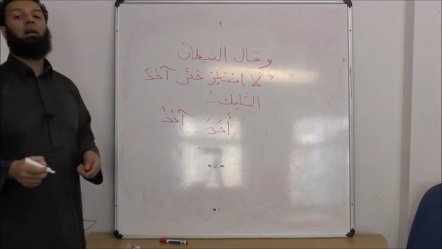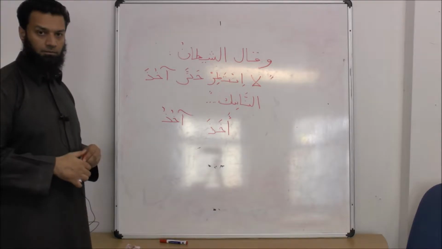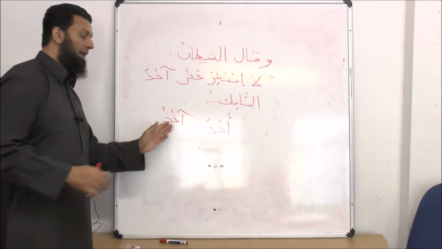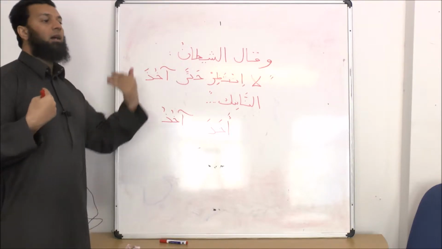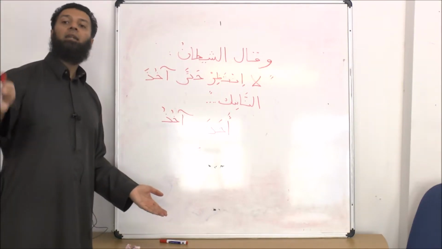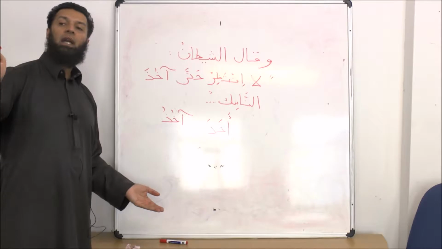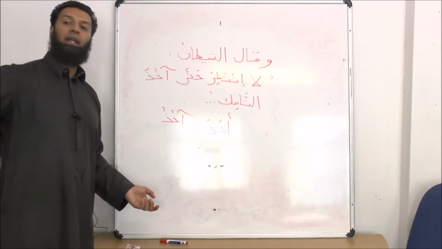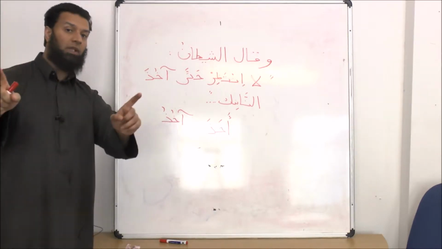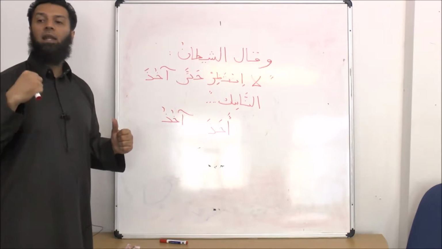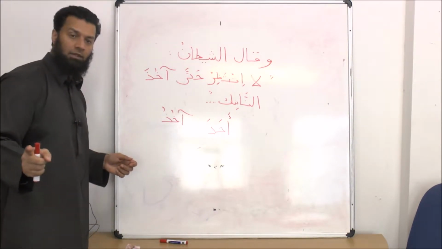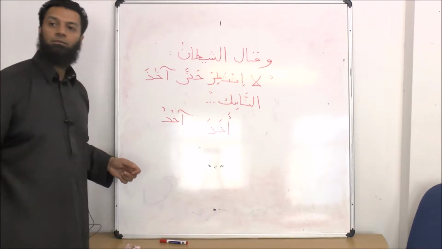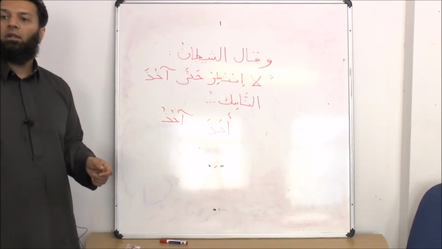Akhudhu. And that's it. It's only the first person, I. Ana akhudhu. Anta ta'khudhu. Huwa ya'khudhu. Hiya ta'khudhu. So it's only ana. Ana akhudhu. That becomes elongated. Right? Can you please say that again? I didn't get that.